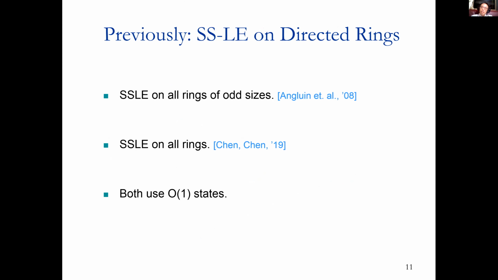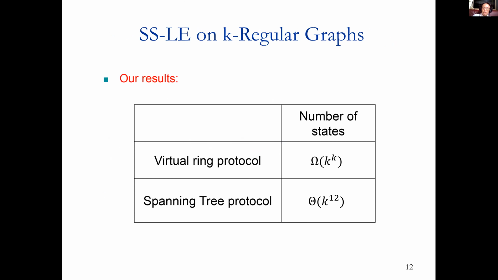All of the previous self-stabilizing leader election works basically focus on directed rings. Previously, there were protocols which worked on rings of arbitrary sizes and only use a constant number of states. So we have extended the previous work to an SSLE protocol on arbitrary k-regular graphs. Again, our protocol is a single protocol that works for all graphs of the same degree, regardless of the size of graph. And the state required for each agent is also independent of the graph size.